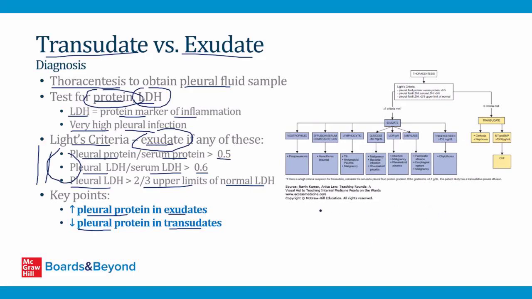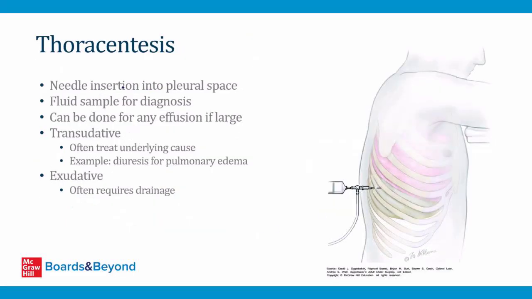And shown over here is a flow chart from a textbook you can look at if you want. It basically shows you Light's criteria right here. If none of the criteria are met, then you have a transudate, and these are some of the causes. If at least one of the criteria is met, then you have an exudate, and these are all the potential causes here. So let's talk briefly about thoracentesis, which I just mentioned.